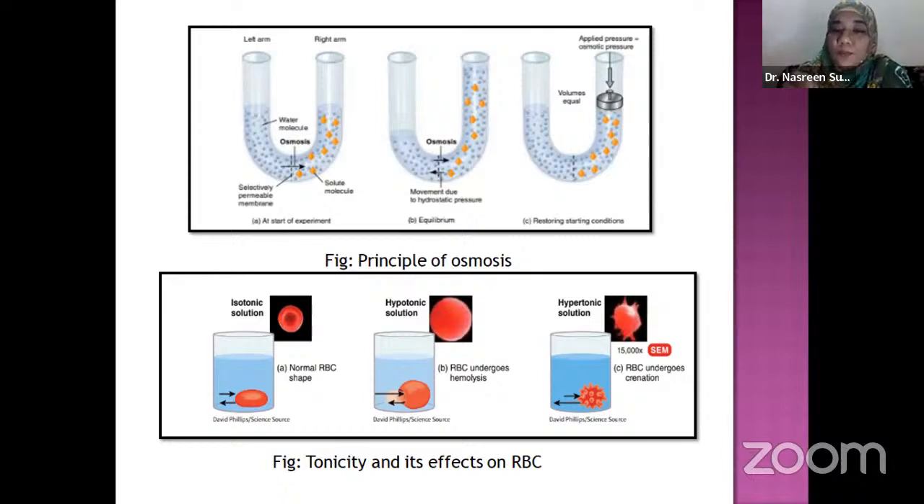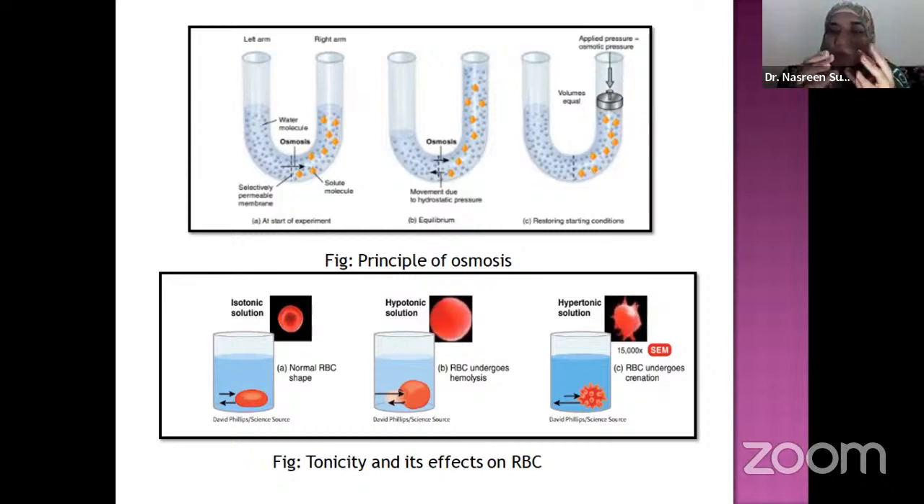Here hypertonic solution means the concentration of solute will be more in the solution. Okay, so what happens when you put the RBC in this hypertonic solution is, all the fluid from the RBC will come out. Okay, and there will be crenation. Crenation means the RBC will shrink.